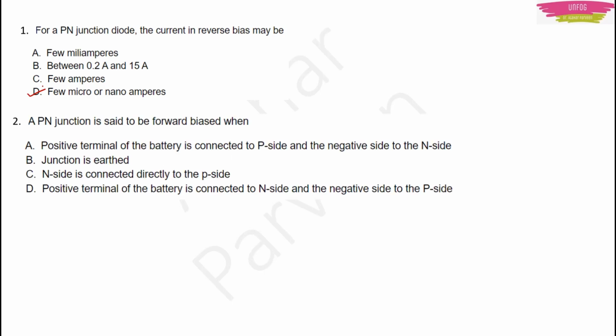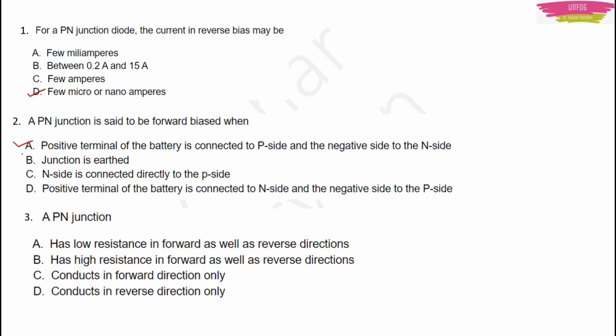Next question. A PN junction is said to be forward biased when? When you say that PN junction is forward biased, when the positive terminal of the battery is connected to the P side and the negative terminal of the battery is connected to the N side. So option A will be the right answer.